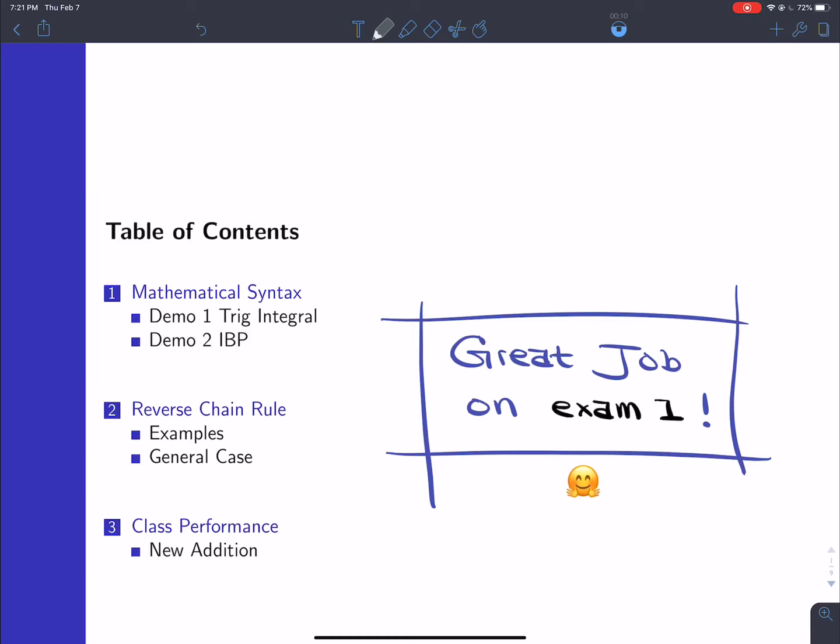So in this video, we'll talk about proper mathematical syntax and I'll showcase 2 examples for you. One of them will involve trig and the other one will involve integration by parts. We'll discuss the reverse chain rule with a bunch of examples and a generalization. And then we'll talk about the newest addition to your Dropbox known as the class performance file.